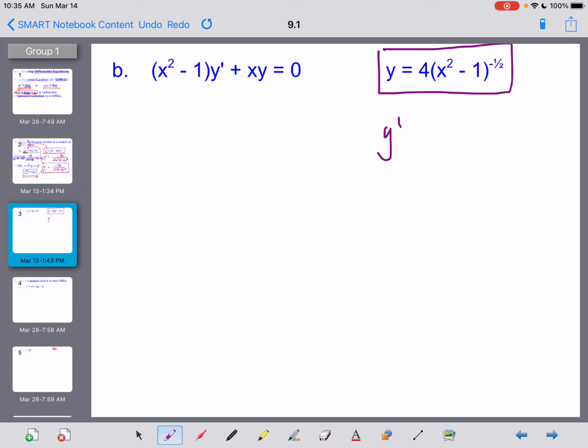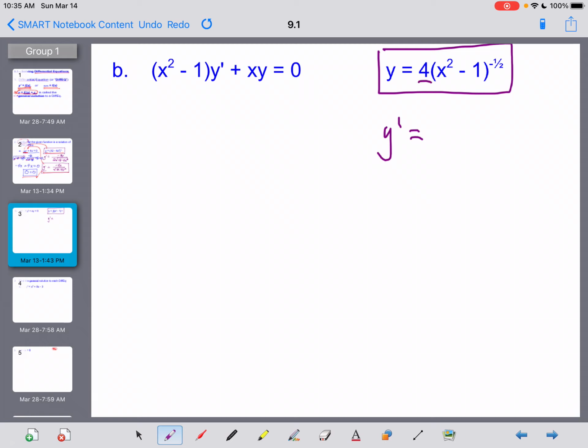So let's see here, everybody. That is going to be, and you know what? We're going to have a negative 3/2 power right here, so I'm not going to write this one with a radical. I'm going to leave it with a fractional exponent here. y prime is going to equal a negative 2. And actually, I'm thinking ahead here, guys.